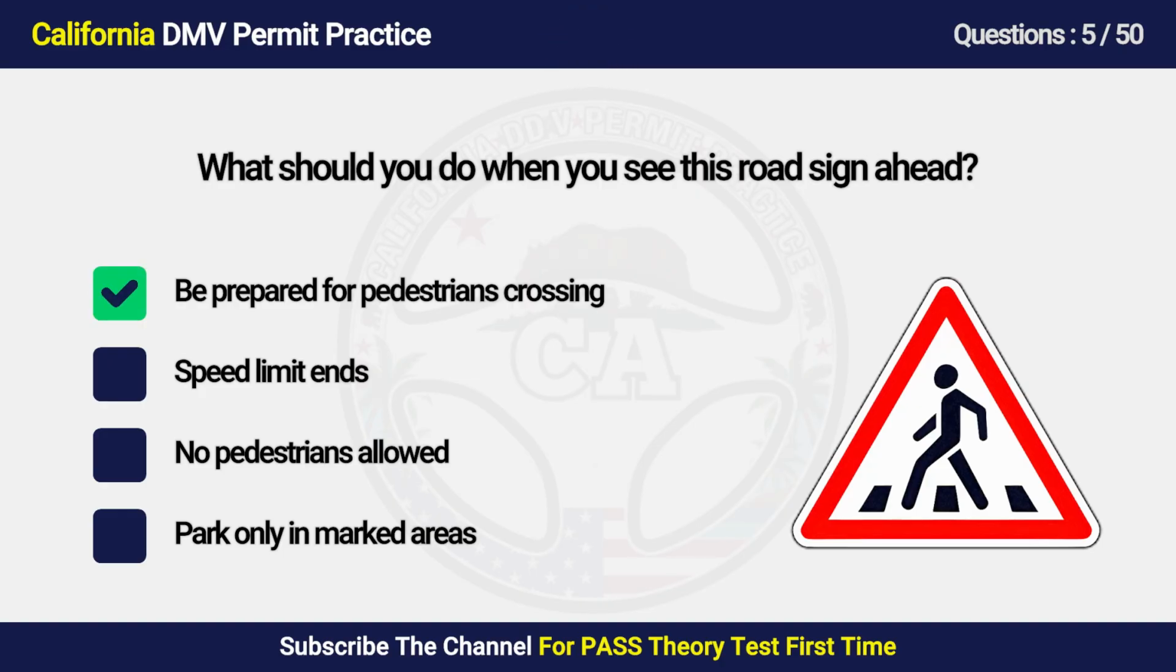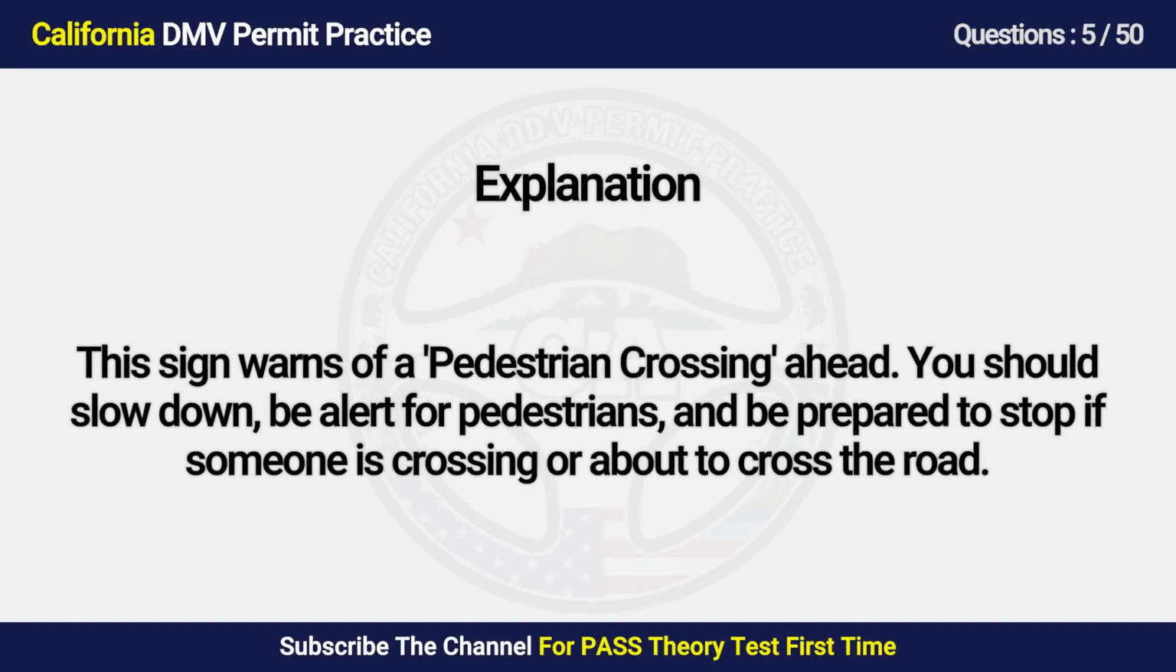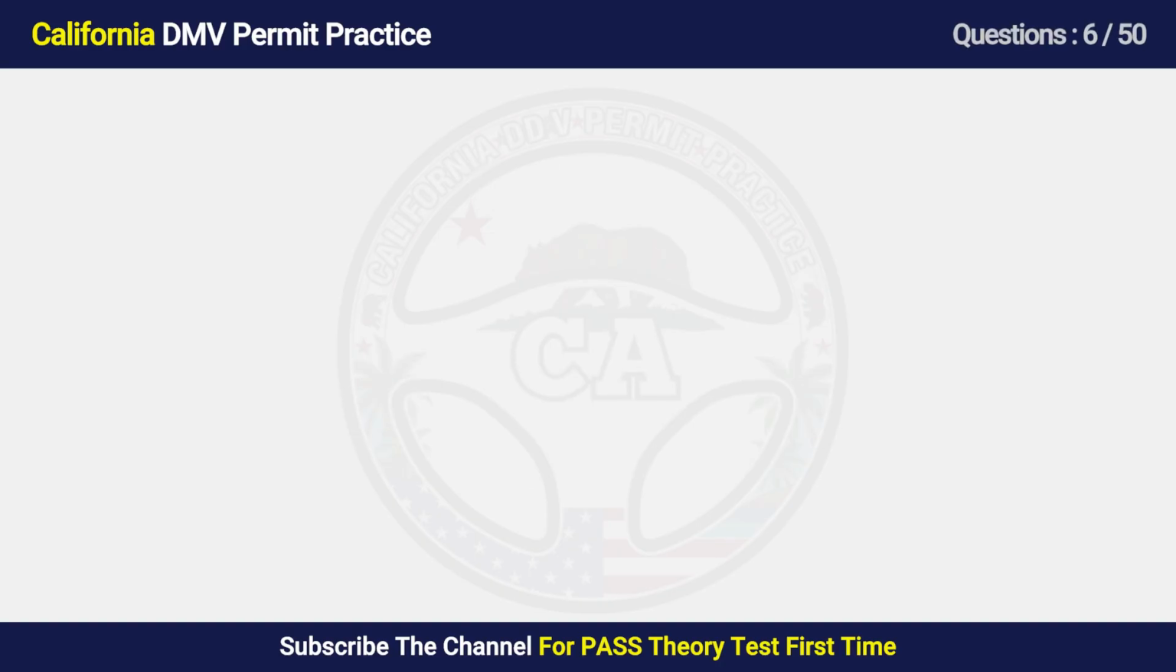Answer is A. Be prepared for pedestrians crossing. This sign warns of a pedestrian crossing ahead. You should slow down, be alert for pedestrians, and be prepared to stop if someone is crossing or about to cross the road.